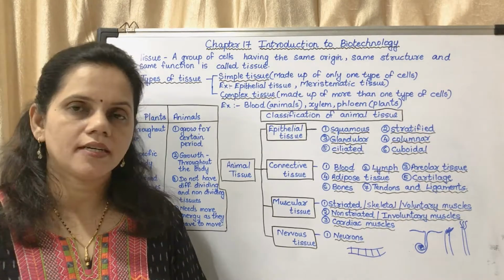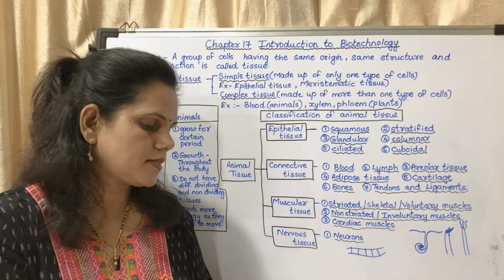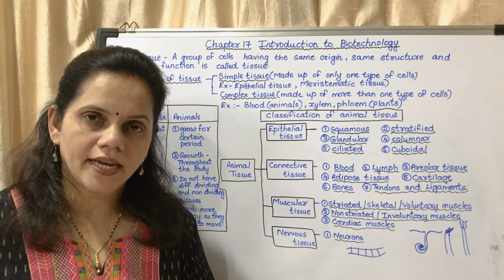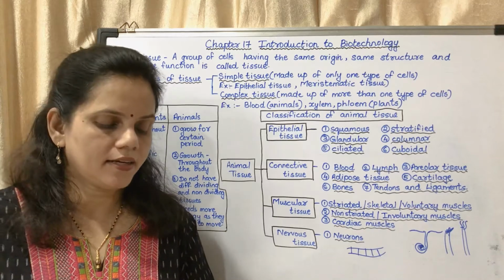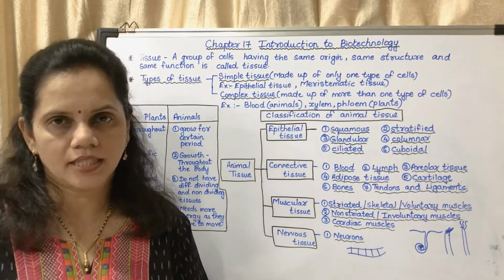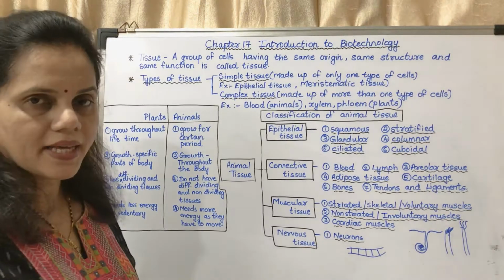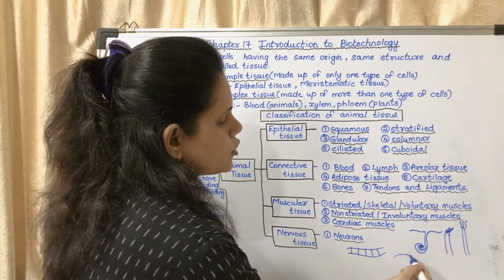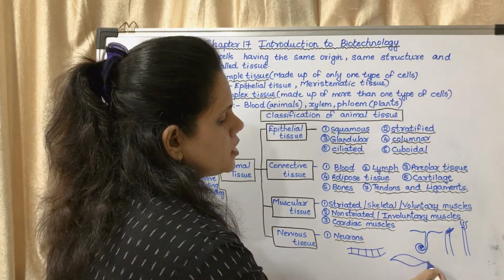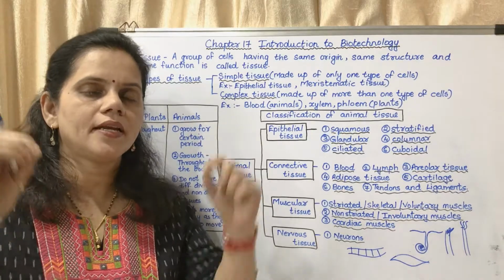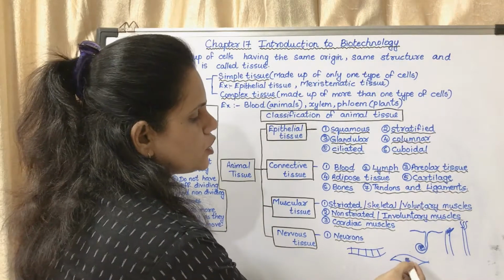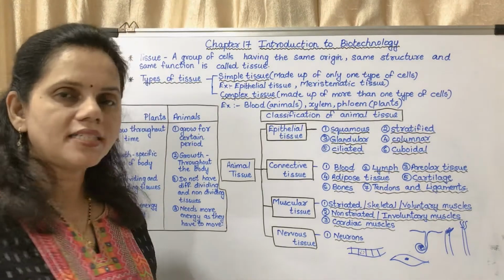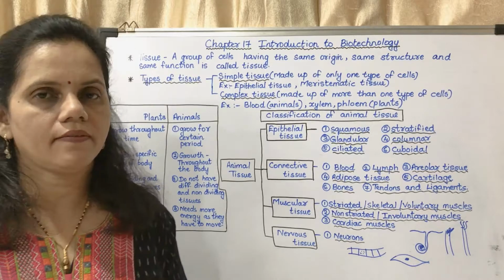Now we will see the characteristics of striated muscles. Muscles are long, cylindrical, and multinucleate. Multinucleate means many nuclei are there, and they have no branches. Now for comparison, I will take the right hand side, that is of non-striated muscles. They are spindle shaped, which means tapering at both ends. This is uninucleate, that means it has only one nucleus, whereas this is multinucleate, that means it has more than one nucleus.